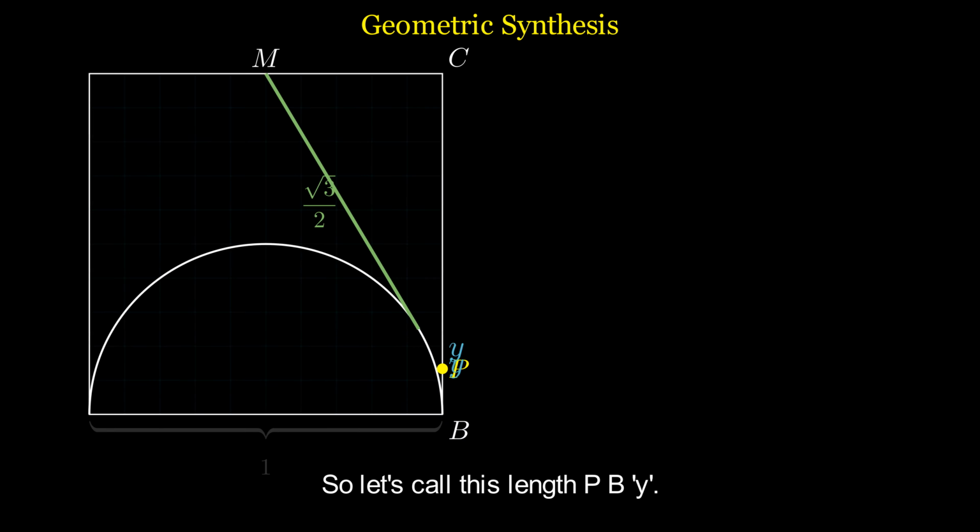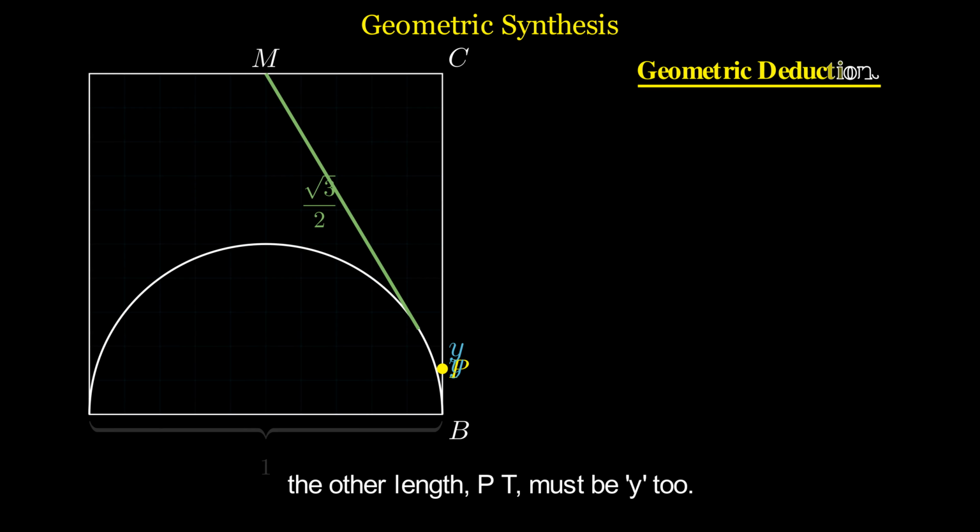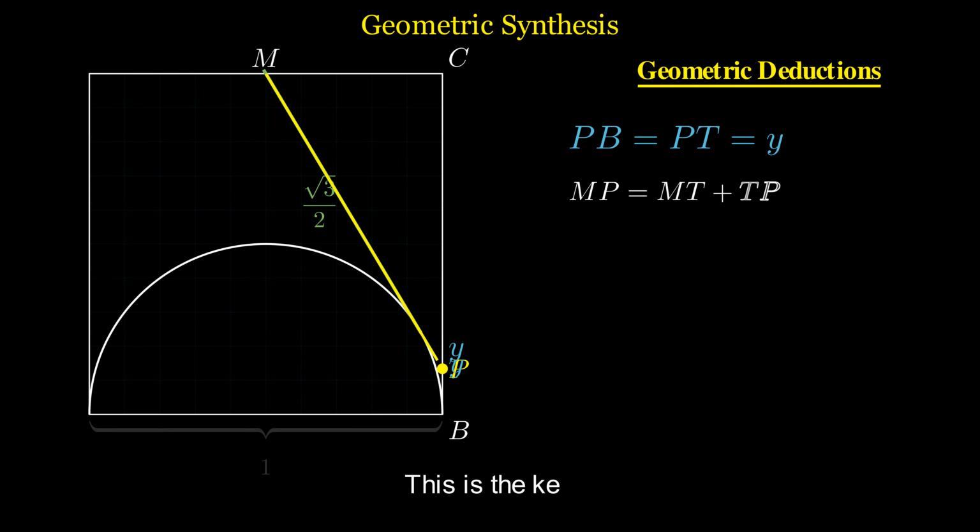So let's call this length PB y. Because of that rule, the other length, PT, must be y too. This is the key. See how the hypotenuse MP is just these 2 segments added together. It's MT plus TP.